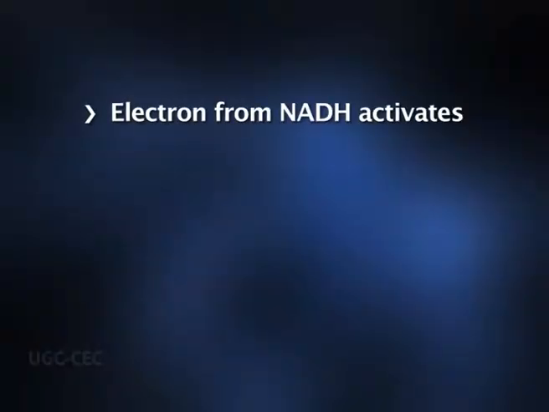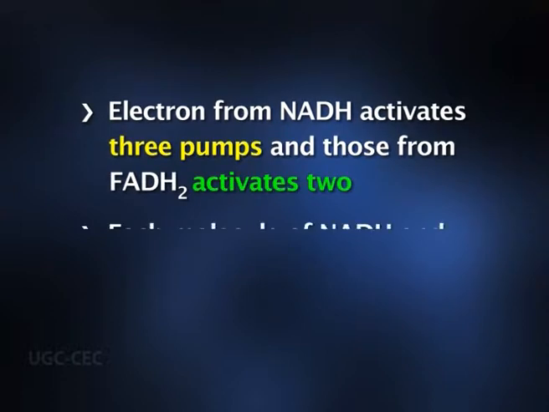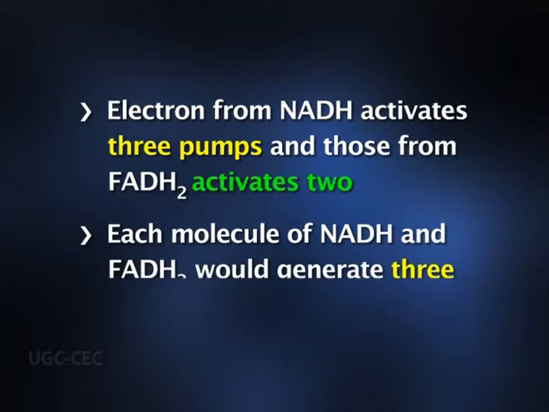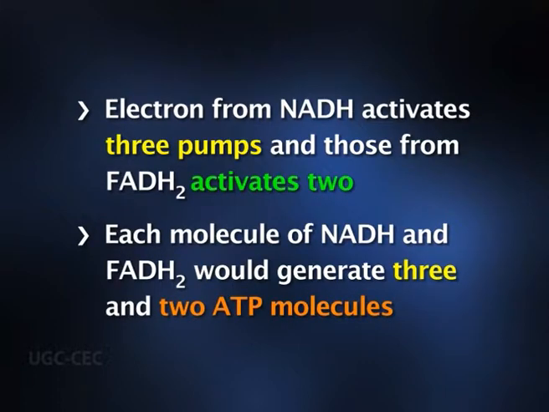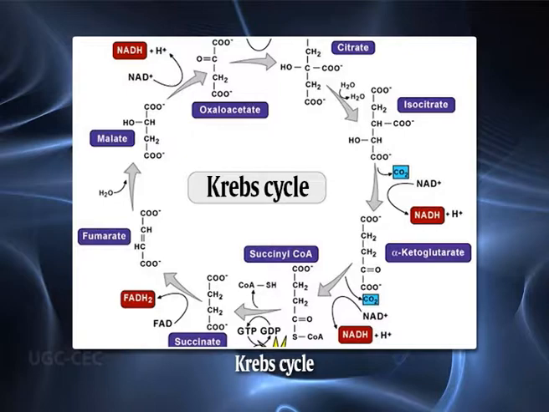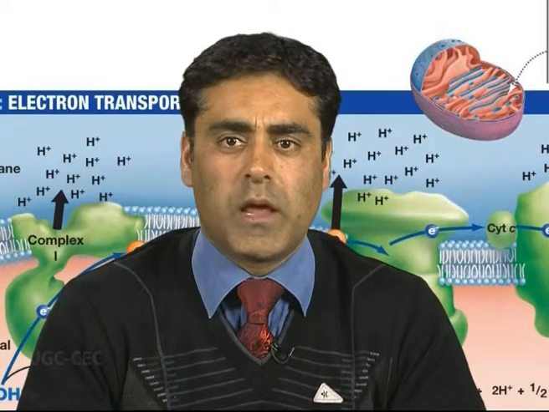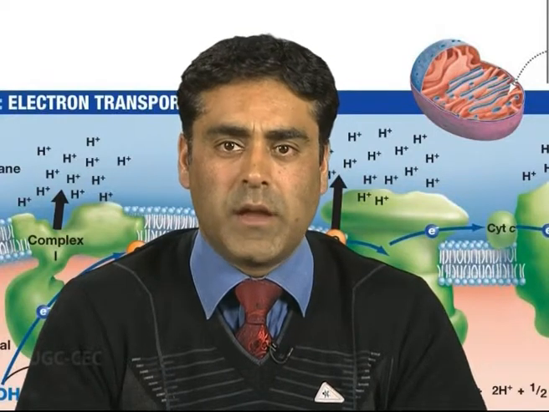The electrons from NADH activate 3 pumps and those from FADH2 activate 2. Thus, each molecule of NADH and FADH2 would generate 3 and 2 ATP molecules respectively. However, because eukaryotic cells carry out glycolysis in their cytoplasm and their Krebs cycle within their mitochondria, they must transport the 2 molecules of NADH produced during glycolysis across the mitochondrial membranes, which requires 1 ATP molecule per molecule of NADH. Thus, the net ATP production is decreased by 2.